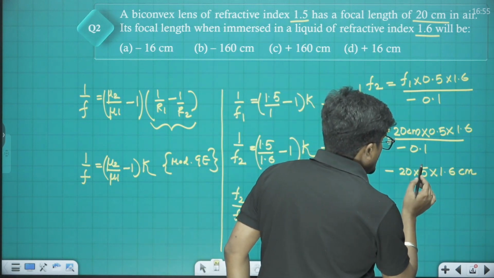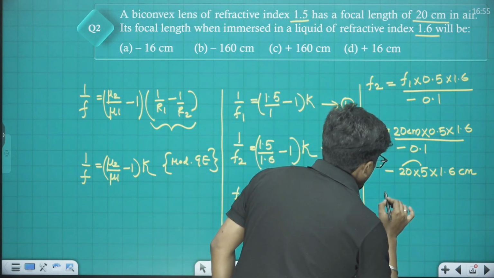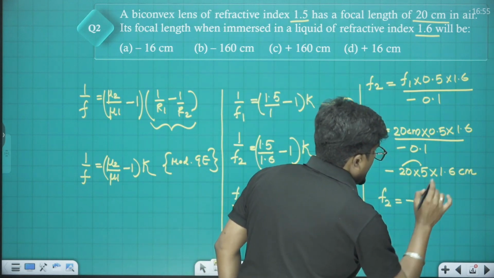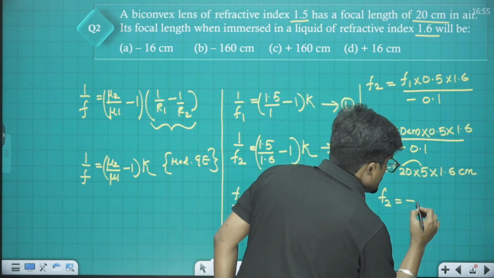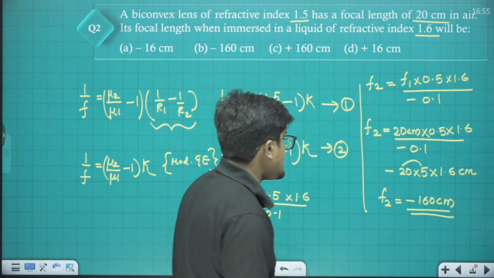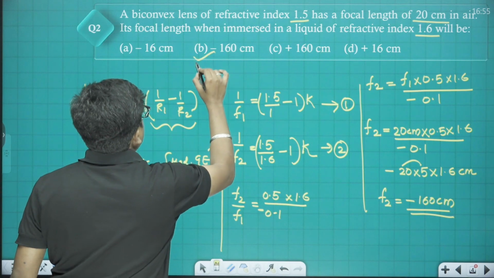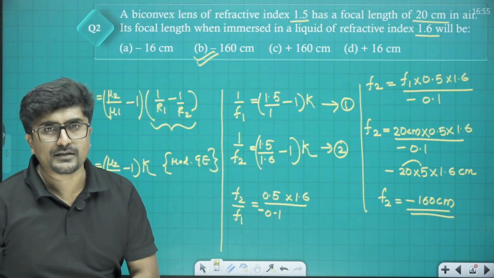Here you know that this is going to be 100. So you will get the value of f2 as minus of 100 into 1.6, which is going to be 160. So the answer is minus of 160 centimeter. Now let me compare with the options here. That means option B needs to be the correct answer in this case.